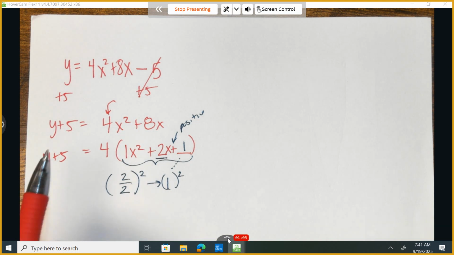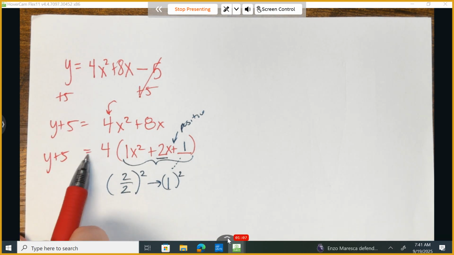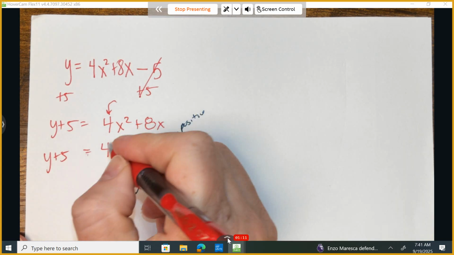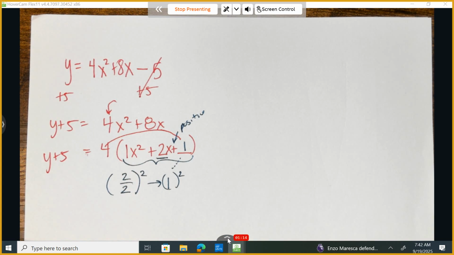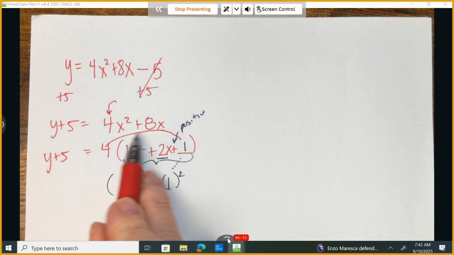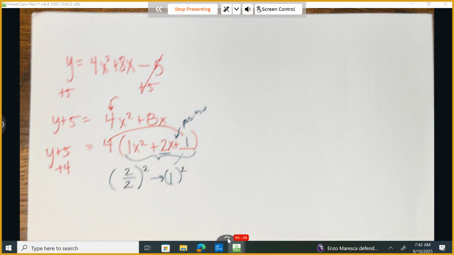So I need to keep the left and the right balanced in order for it to still be an equation. I did not just add 1 to the right. I added 4. When you distribute, you get 4x squared plus 8x plus 4. So I added 4 to the right. I must add 4 to the left.